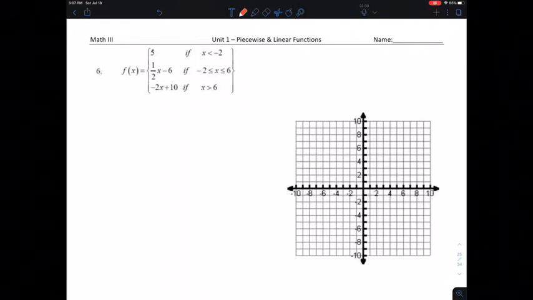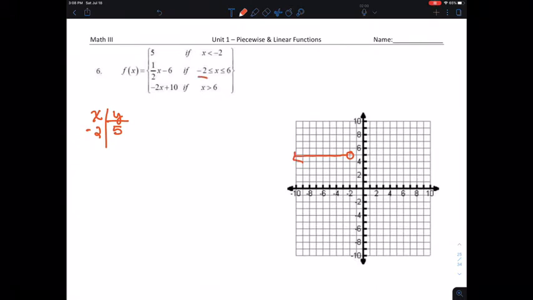Again, we have another one with 3 parts, but the first one's kind of easy because it's just 5. So we're going to start with x is -2, and when x is -2, then y is always 5. So we're going to start at x is -2, y is 5, and there is an open circle, and it's a horizontal line.